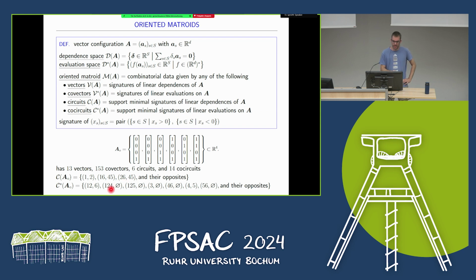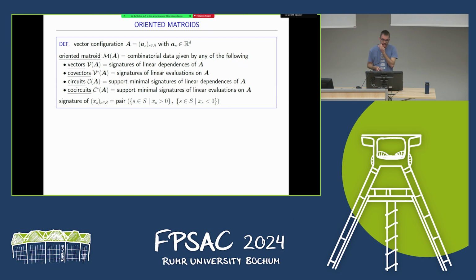And let's look at a co-circuit. This co-circuit 1, 2, 6 means that there is a linear function which is positive on 1 and 2, negative on 6, and 0 everywhere else. So let's take the last coordinate minus the first, minus the second, minus the third. And you get 1, 1, 0, 0, 0, and -1. Okay.